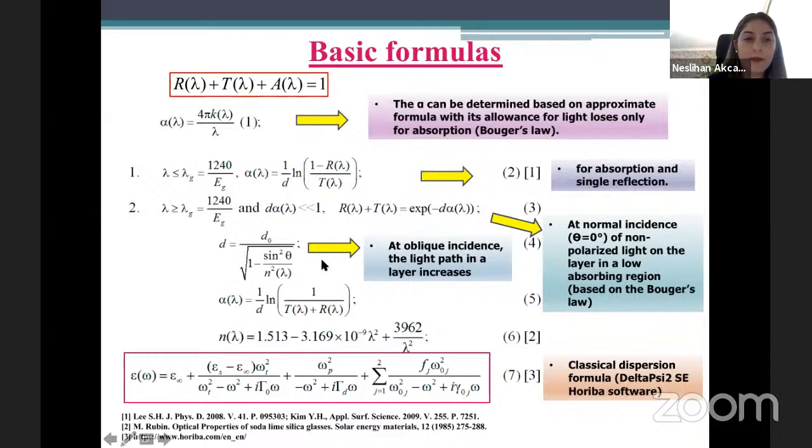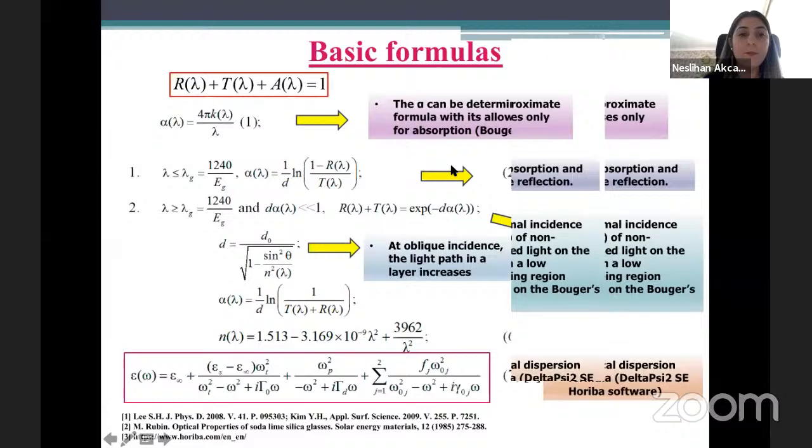In our model, if you look at the second model, you will see that by considering the general conservation law, R plus T plus absorption is equal to 1, as you know, we can obtain the expression for the alpha absorption coefficient like that. And in our study, we used a classical dispersion formula by using the DeltaPsi2 SE Horiba software.